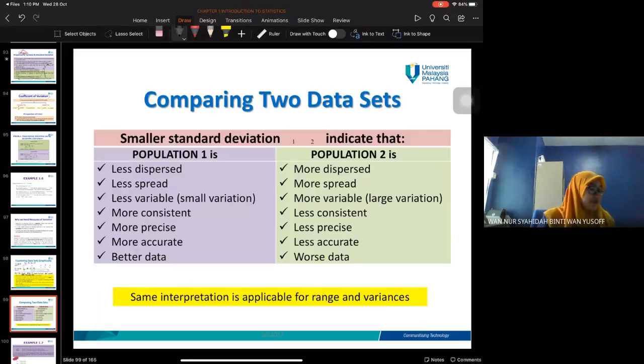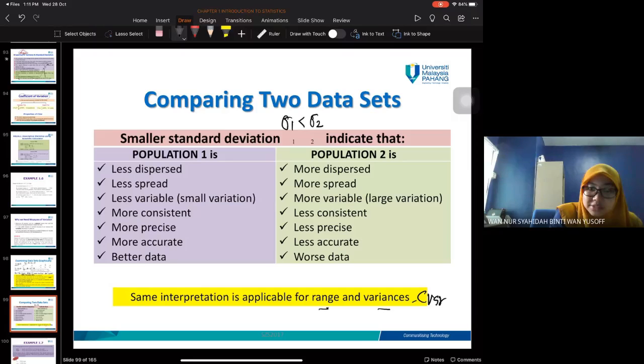Okay, so how do we compare? This is how we compare. These are the terms that we use when we compare variability of the data. Let's say that we have sigma 1 less than sigma 2 here. Same interpretation is applicable for the range and variance, also for the CVR.